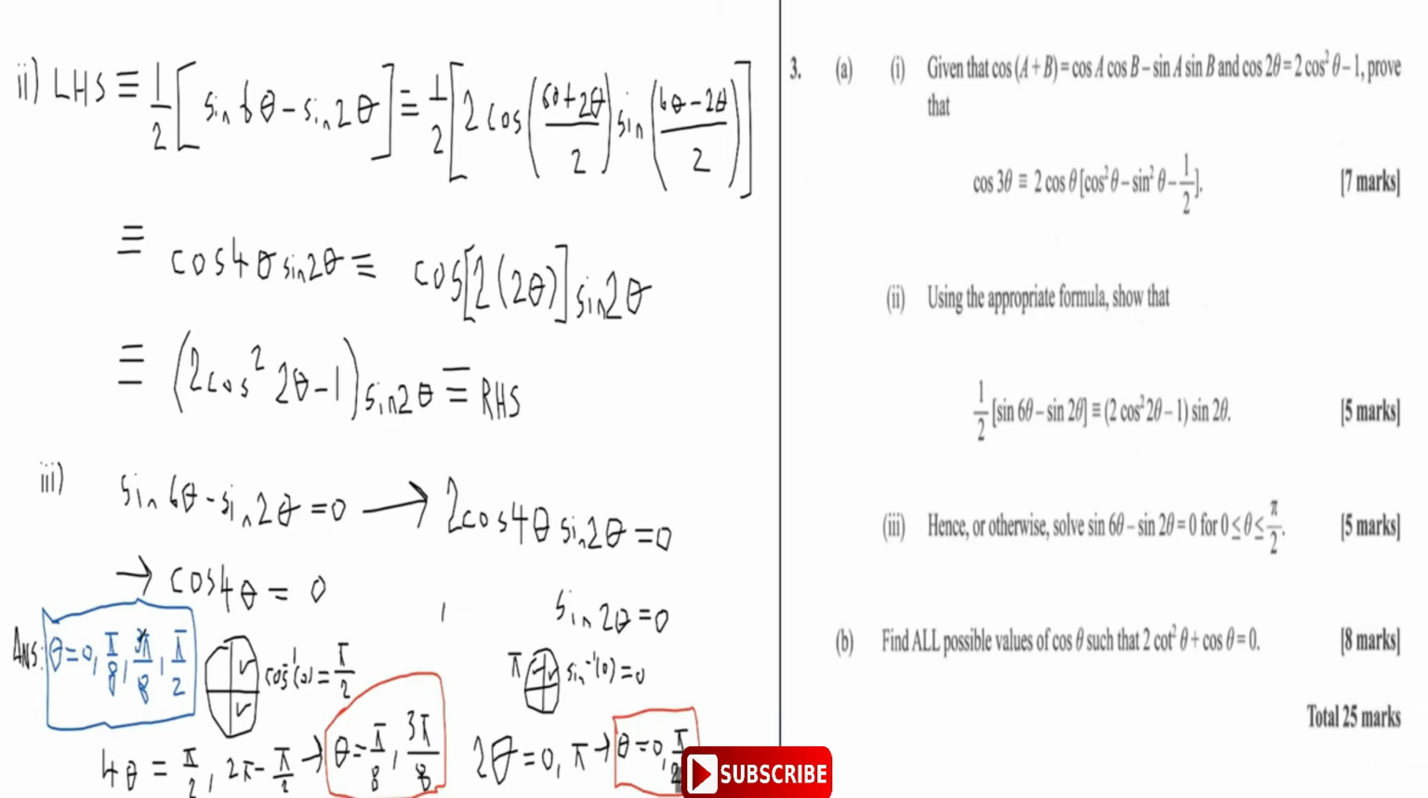You can check out 3 pi by 8. The sine of 3 pi by 8 minus the sine of 2 times 3 pi by 8, and I still get 0. So you can check it out. You're going to get 0 with all of them. So this is the answer.